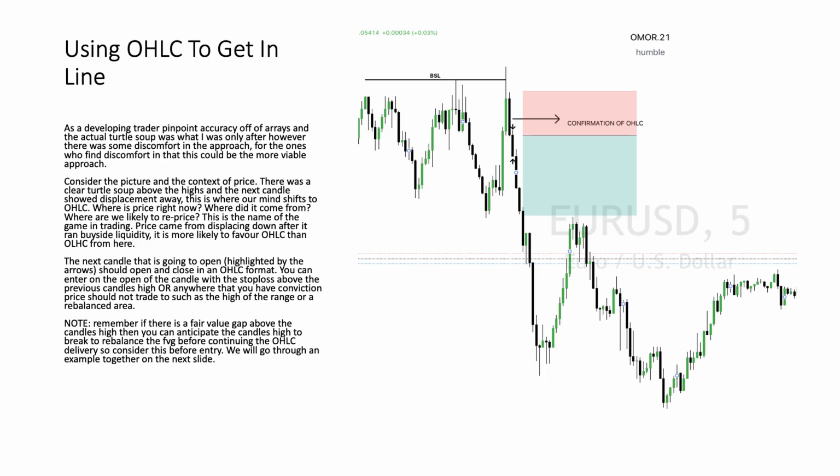So consider the picture and the context of price. There was a clear turtle soup above the highs, and the next candle showed displacement away. This is where your mind should shift to open, high, low, close. Where is price right now? Where did it come from?